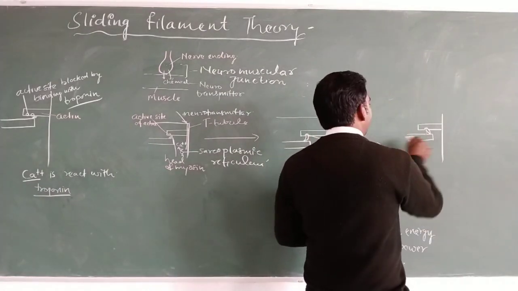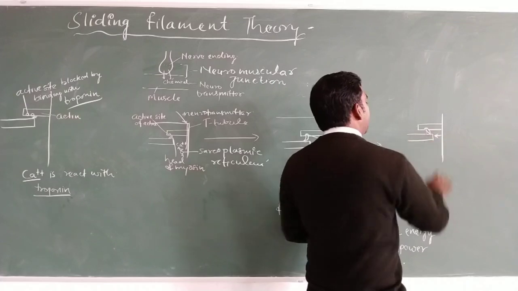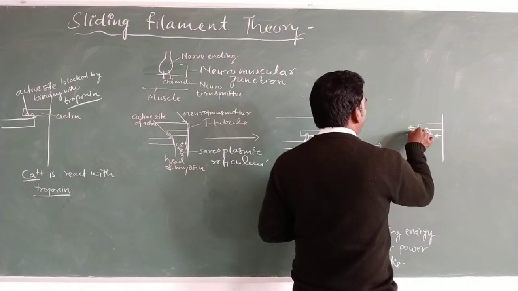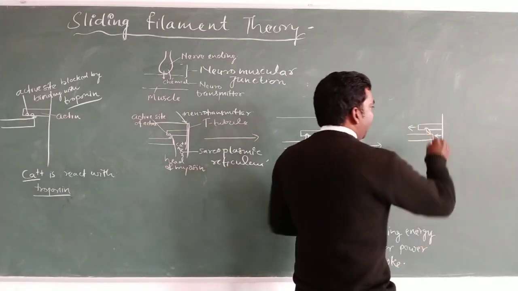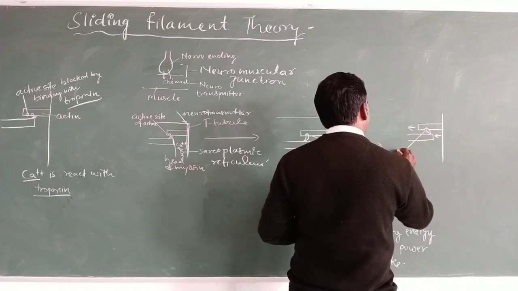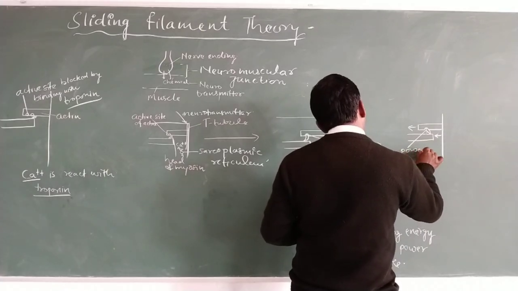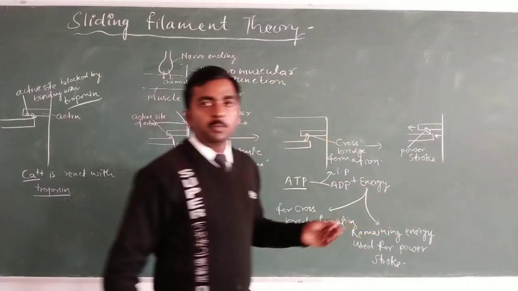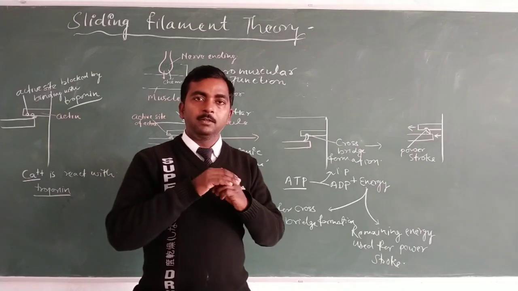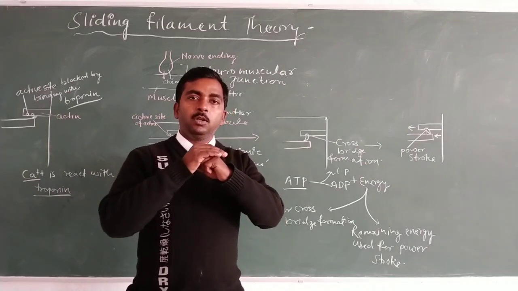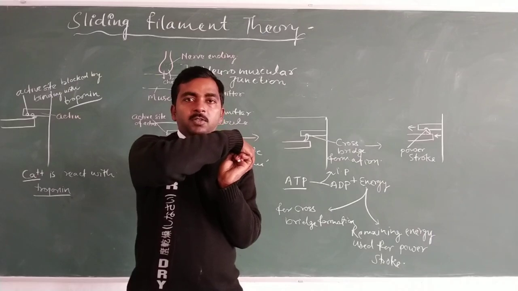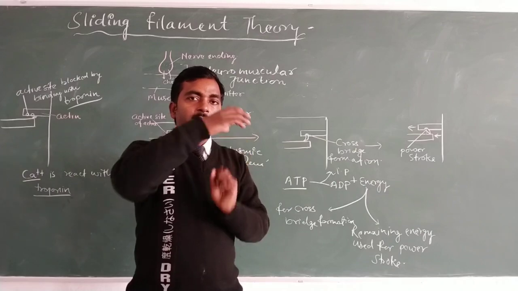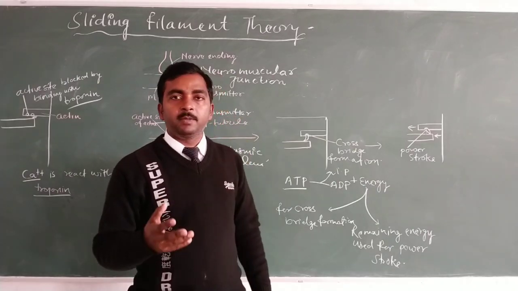So in this way, the actin slides over the myosin, with the sliding over the myosin head due to the power stroke. So this state represents the power stroke. And due to the power stroke, the myosin head pulls the actin filament towards or over itself, and in this way the process of contraction takes place.